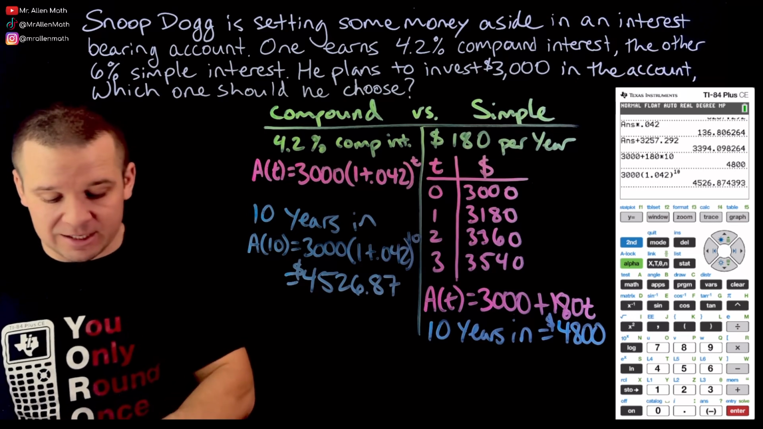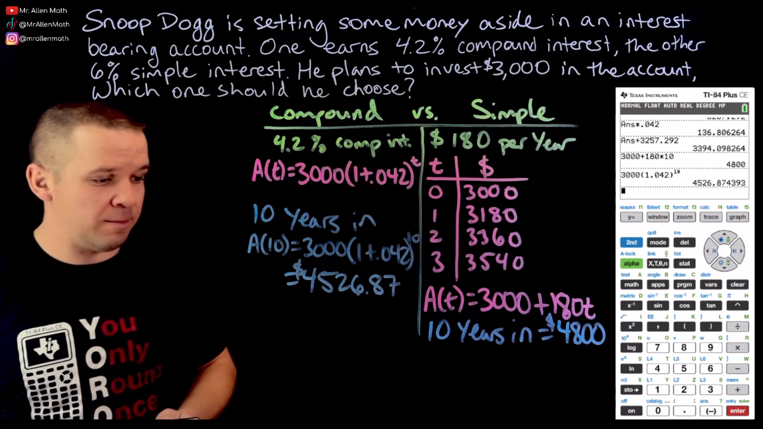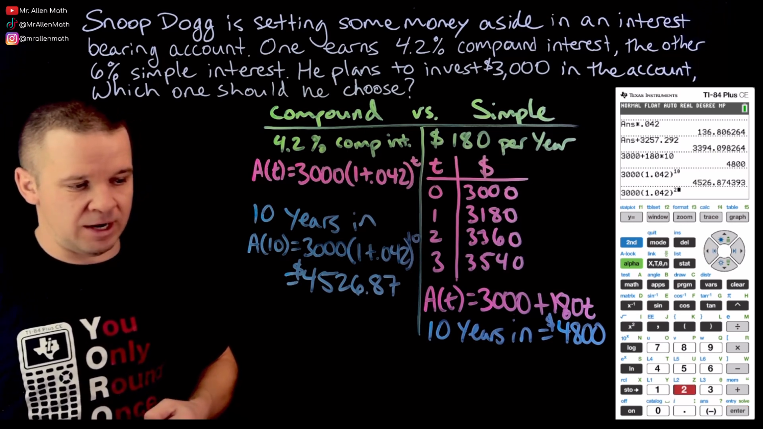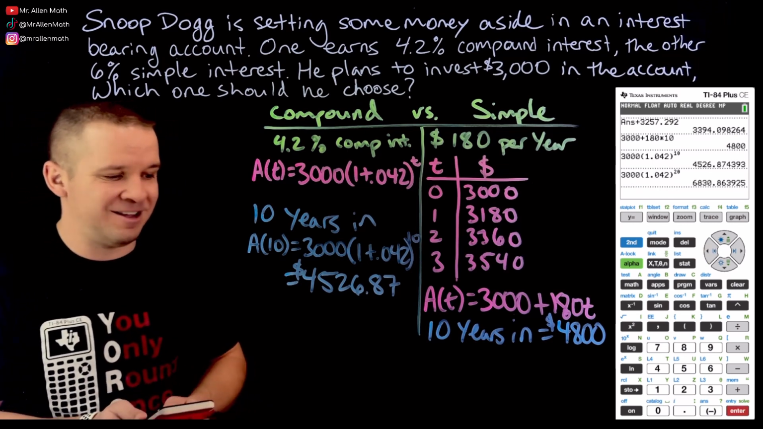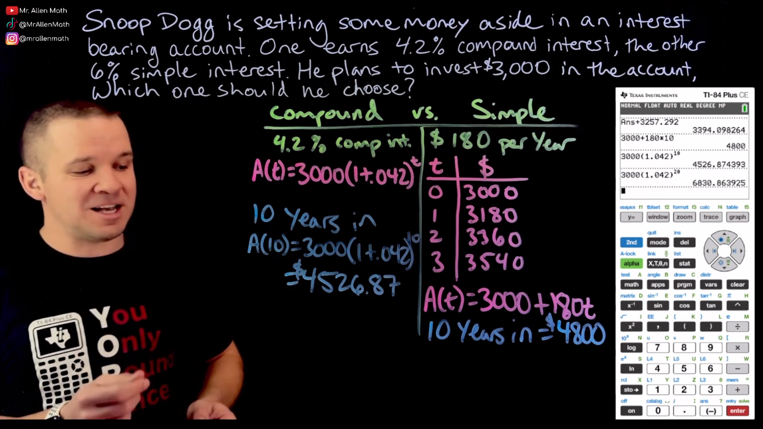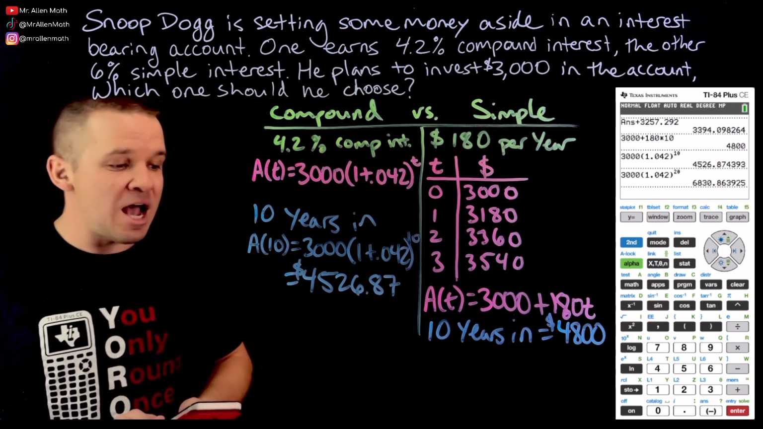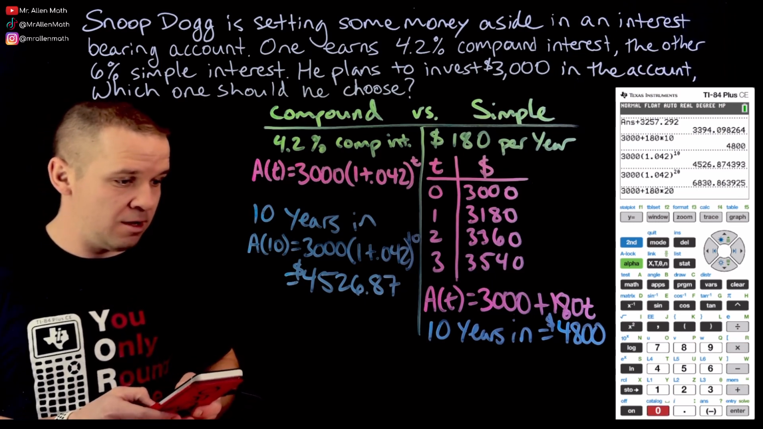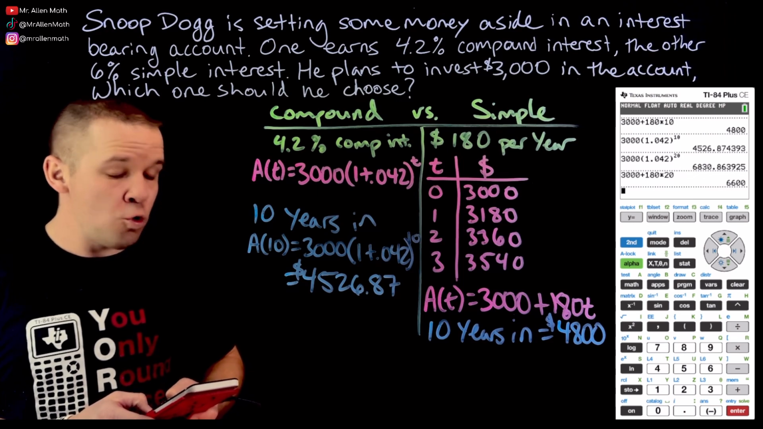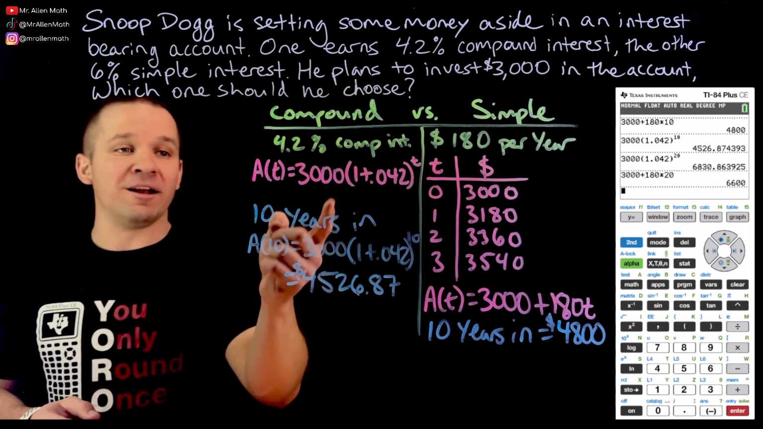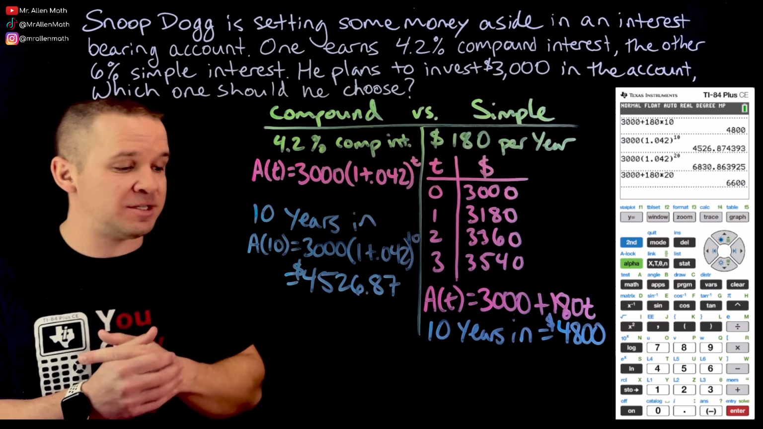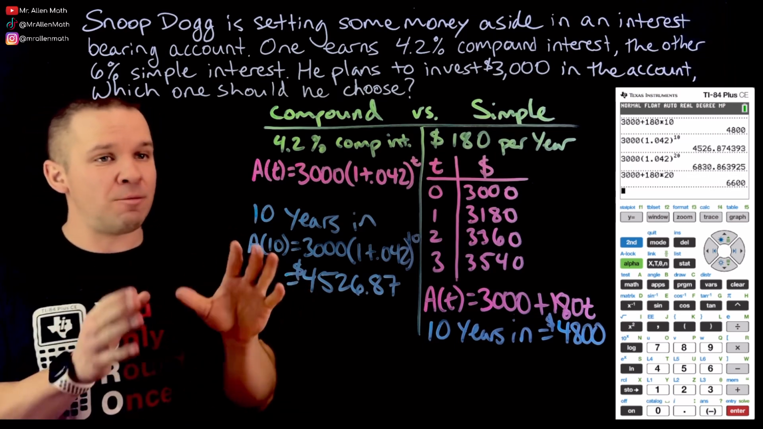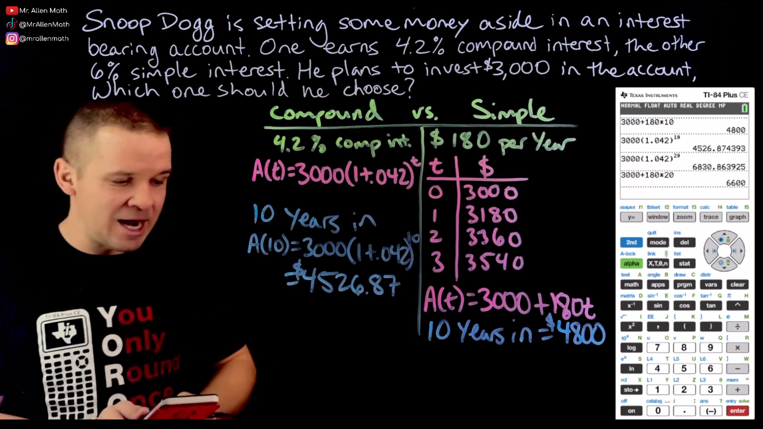But how about in 20 years? Let's go 20. Maybe Snoop's in for the long haul, right? Maybe he's saving money for something. All right, so after 20 years, it's $6,830.86. And then the other one, 3,000 plus 180 times 20. What do we got now? Ooh, this one's the winner, right? It's got 6,830 versus 6,600.